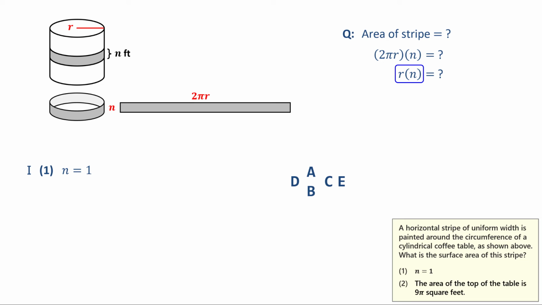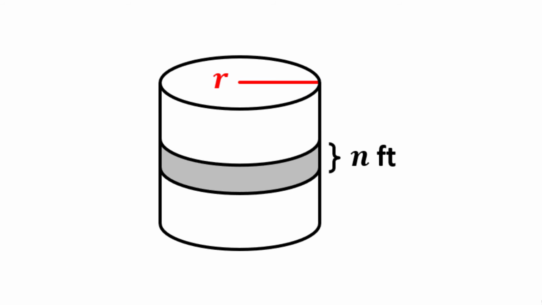It's a good idea to check whether our results make intuitive sense. For geometry, this kind of check can mean imagining how the diagram can stretch. Let me zoom in and show you what I mean. We have concluded that n, the height of the stripe, is insufficient to determine the area of the stripe.